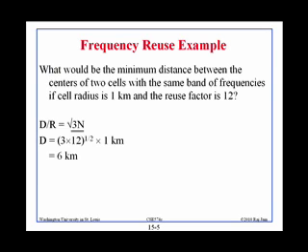Here is an example of that. Let's say your cell radius is 1 kilometer and reuse factor is 12. So this is the cluster size. So how far away will the same frequency be used? Capital D upon R is equal to square root of 3n, and the square root of 3 times 12 times 1 kilometer is 6 kilometers. So basically 6 kilometers away the same frequency will be used.